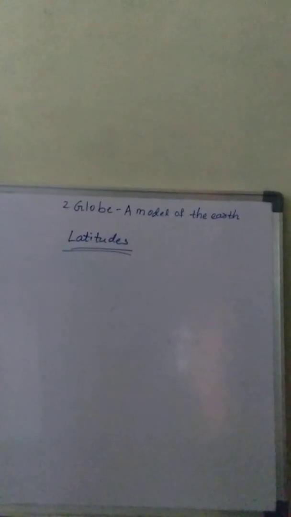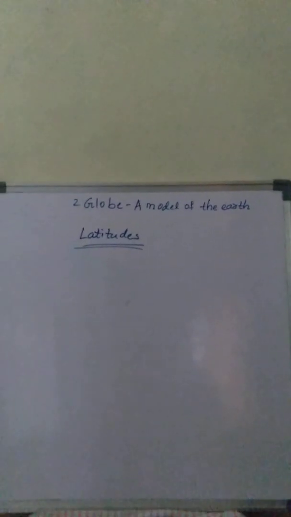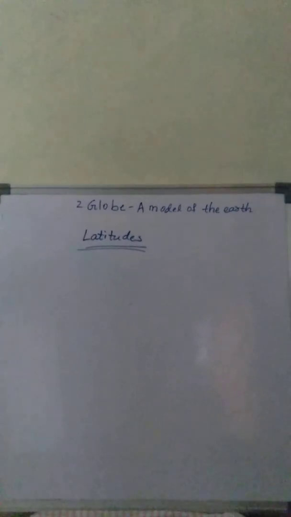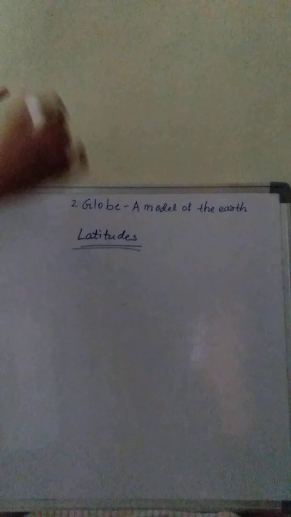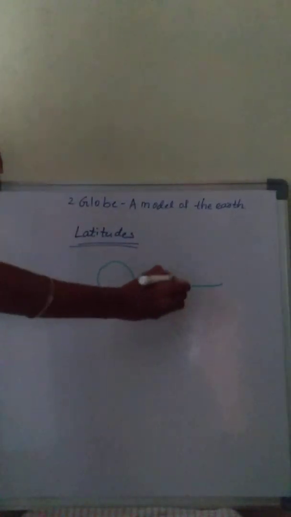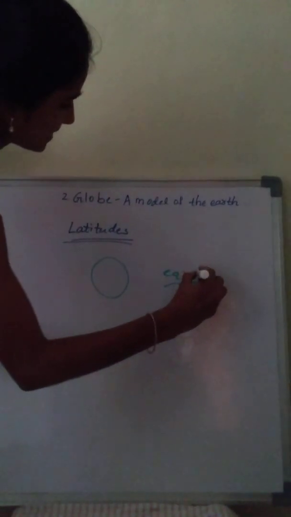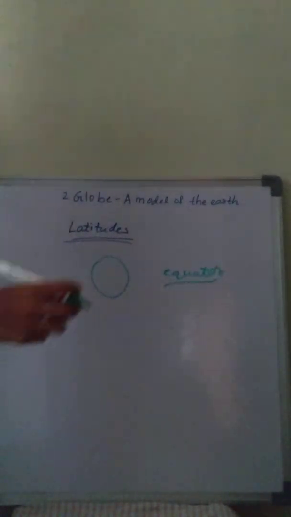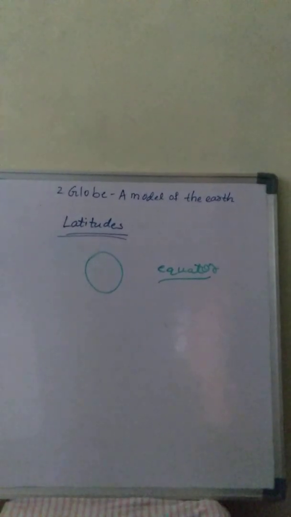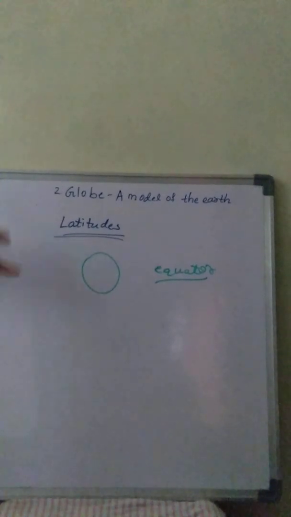Can you spot these lines? Compare the length of these lines. The longest of these lines is called the equator. You have discussed this topic in the previous classes also. This longest line is called the equator. It divides the globe into two equal halves called hemispheres.